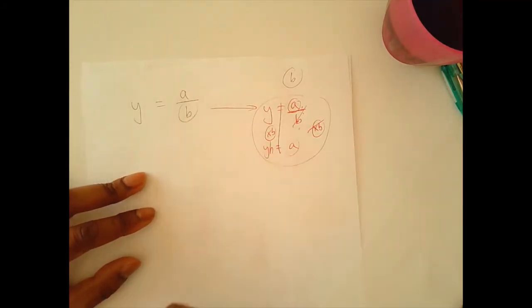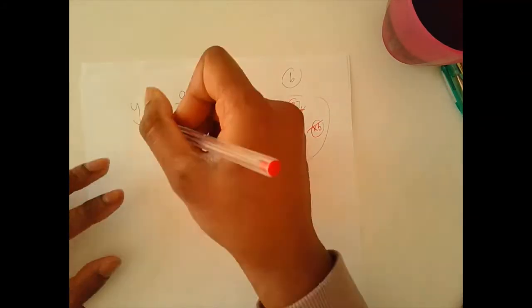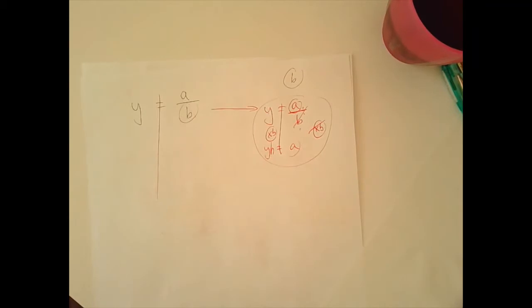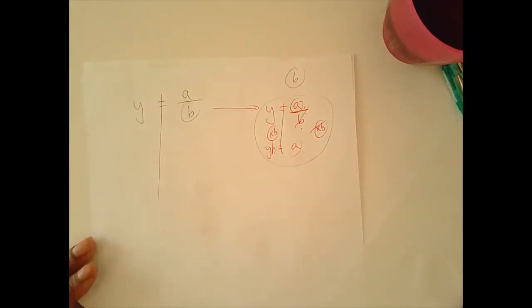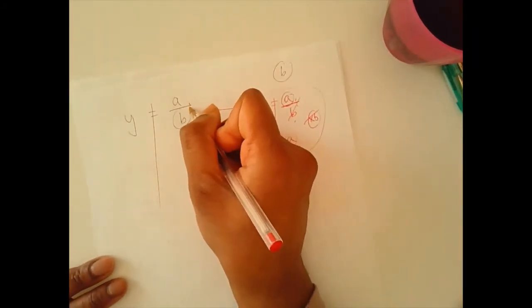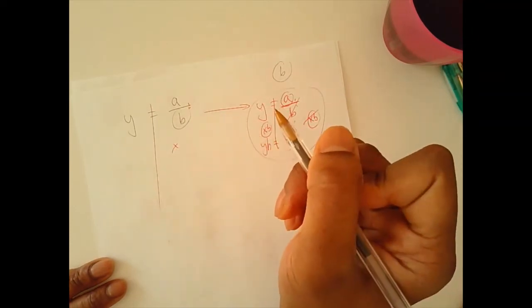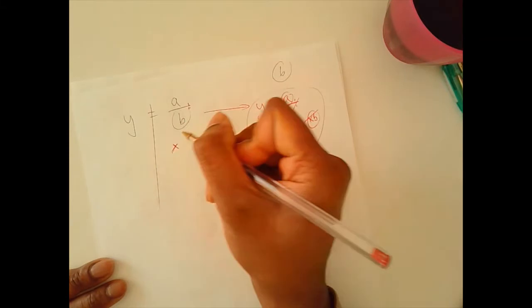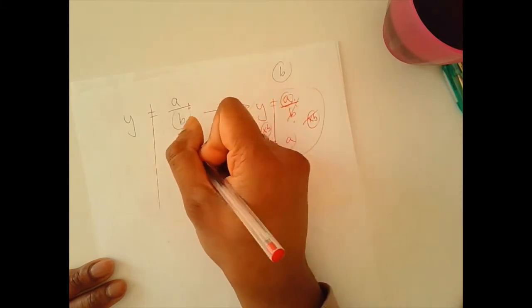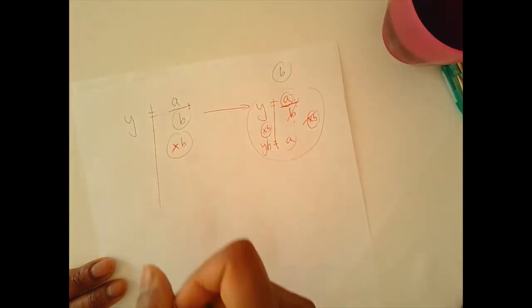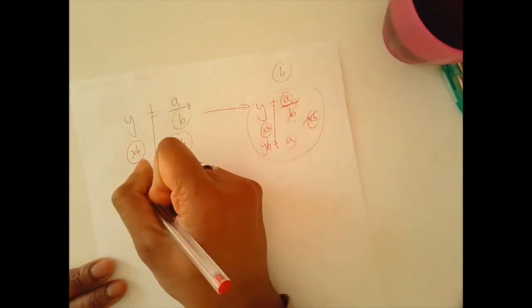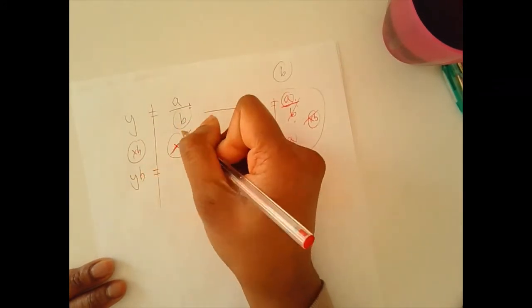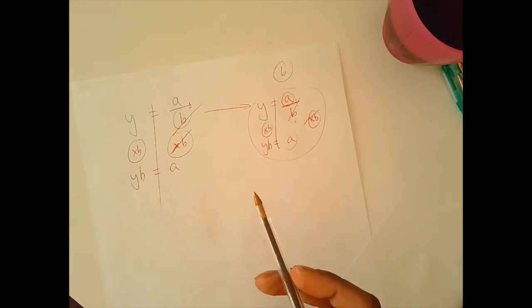I want to make b the subject of the formula. So what I'm going to do, I'm going to get rid of the b on this side. So to get rid of divide by b, I'm going to times by b. What I've done this side, do on the other side. Right, that's what I get.